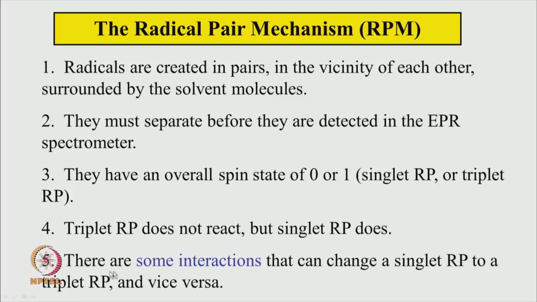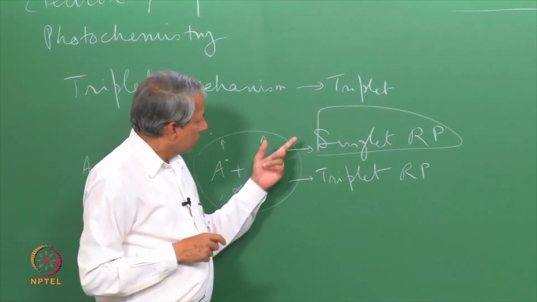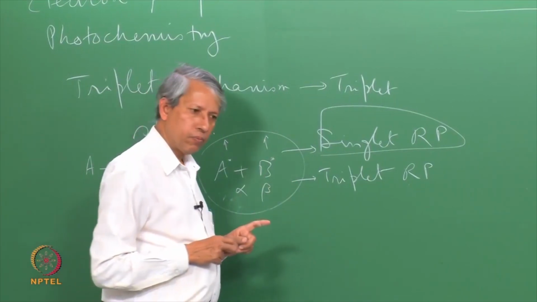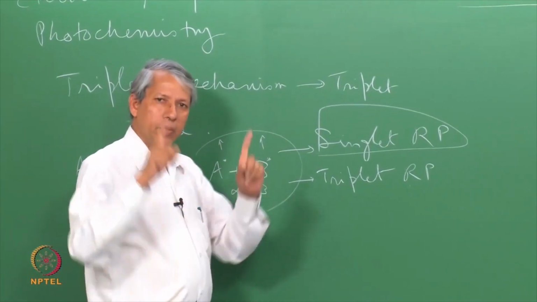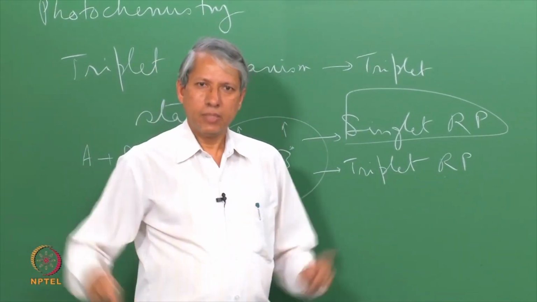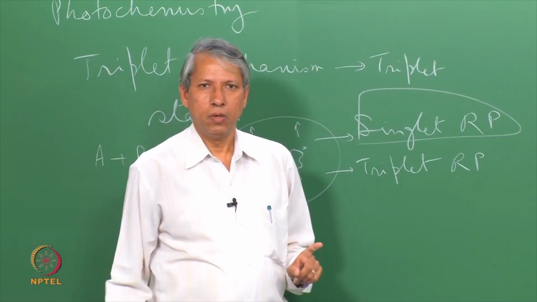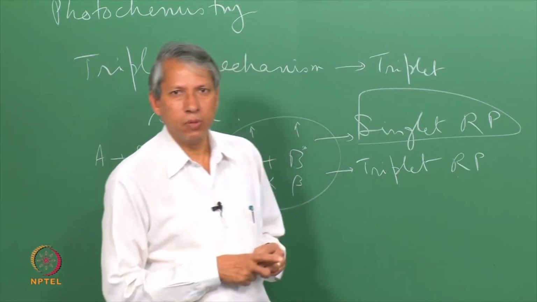And the last point is that there are some interactions that can change a singlet radical pair to a triplet radical pair and vice versa. This is not very obvious, but we will investigate this in detail a little later. The point I am trying to make here is that this radical pair, no matter what their spin state is, the number 5 says that a triplet radical pair that starts with this one can change over to become a singlet radical pair, or if a singlet radical pair comes in this fashion, some interaction can flip the spin to produce a triplet radical pair. Why it can happen is something we will see very soon.